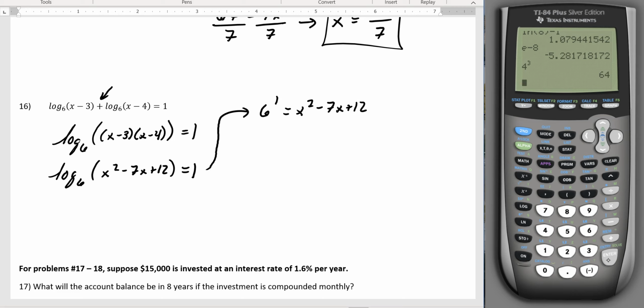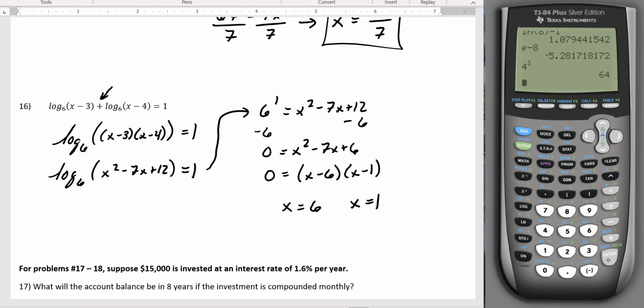Now, what type of an equation am I dealing with now? You got it, a quadratic. So let's get this equal to 0. Subtract 6 from both sides. 12 minus 6 is 6, so I'll get 0 equals x squared minus 7x plus 6, which I can then factor as (x minus 6)(x minus 1). So that tells me then that x equals 6 or x equals 1. But I'm not done yet. Need to check for extraneous solutions.